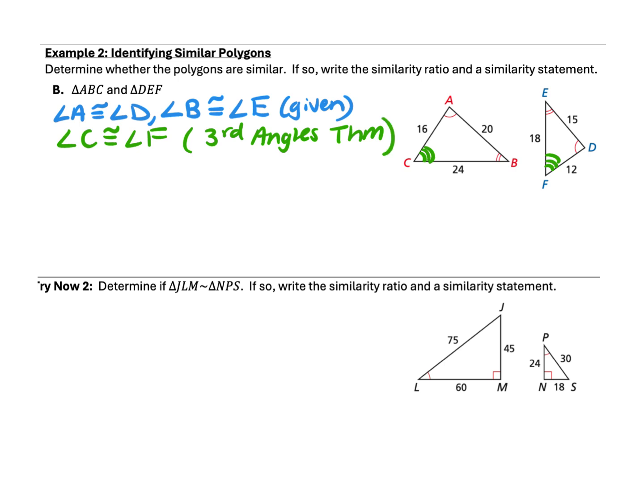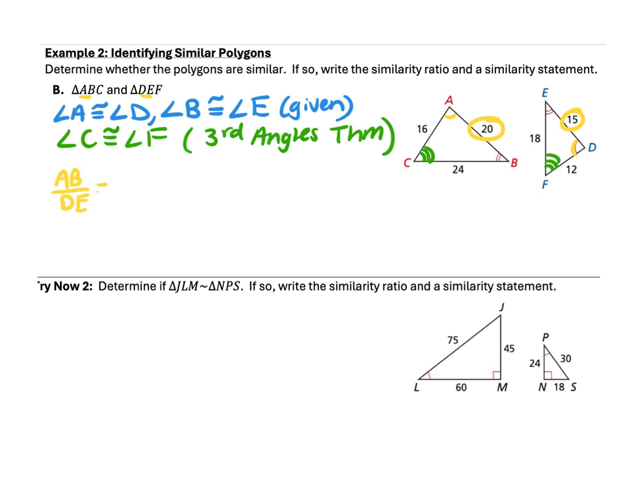We're good there. Now let's check out the ratio of the sides. I'm going to start with side AB. Side AB corresponds with side DE. Notice, too, in the picture, they're between the one arc and the two arcs. So let's go AB over DE.